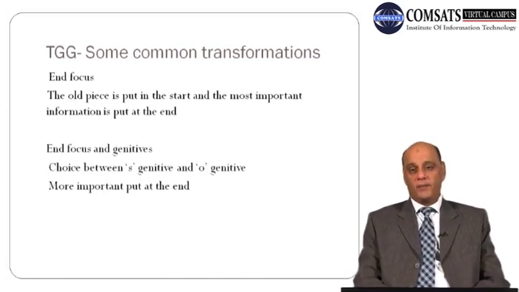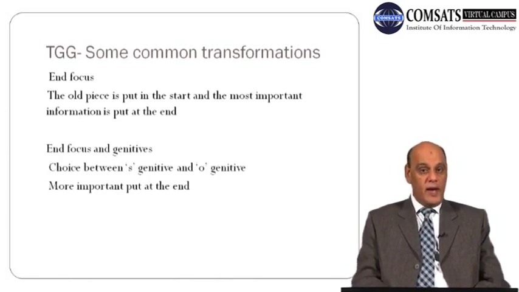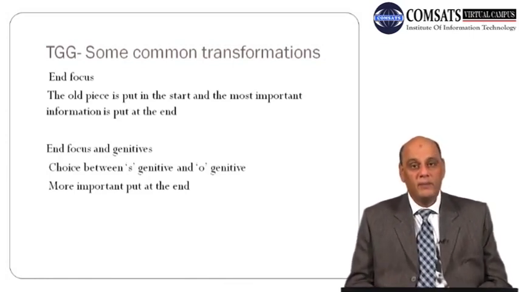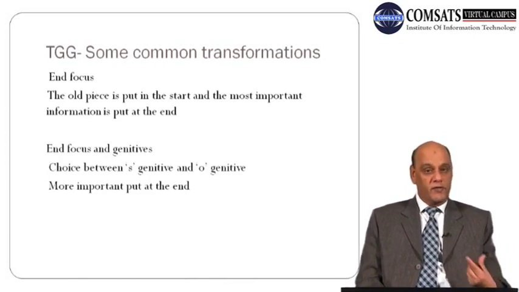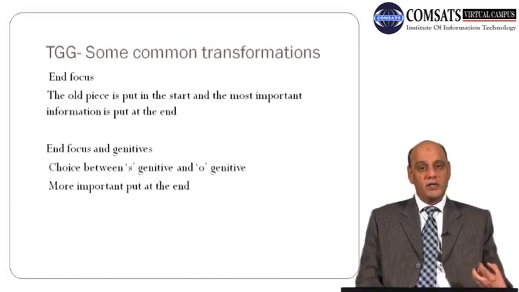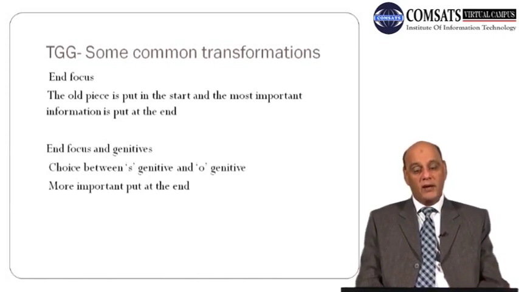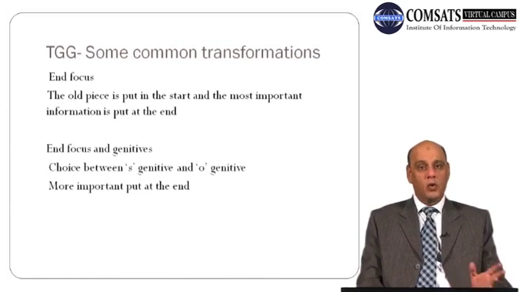Ahmad's friend. Friend is more important. Ahmad is already known. Friend is more important, so you put it at the end. Ahmad's friend. So Ahmad's apostrophe S you put at the start. So here the most important thing is the focus. The most important thing is the value of a word in a sentence. Which is new information, which is more important, you put at the end, and that is how you decide between the S genitive and the O genitive.